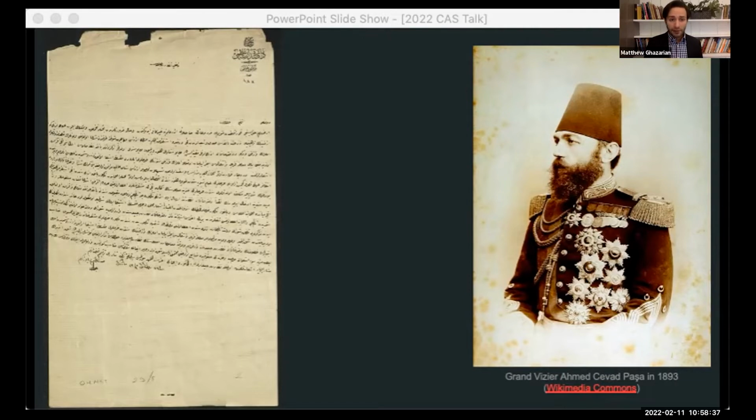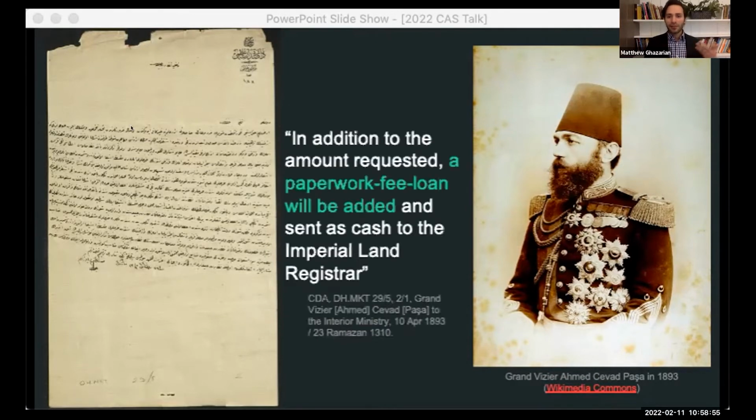And the response from the office of the Grand Vizier, who's pictured here, proposed an interesting solution, that there should be an additional paperwork loan, which could be added atop the requested loans for money and grain. So in addition to the amount requested, we'll offer a paperwork fee loan. And then they could send that loan as cash to the imperial land registrar. They would give them title deeds. People could immediately surrender those title deeds to the bank to get the money and grain that they needed to make it through the next harvest, hopefully.